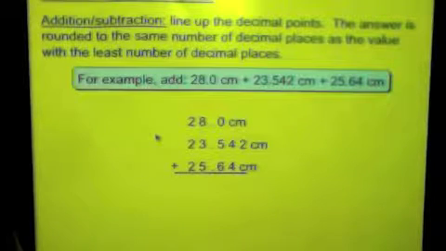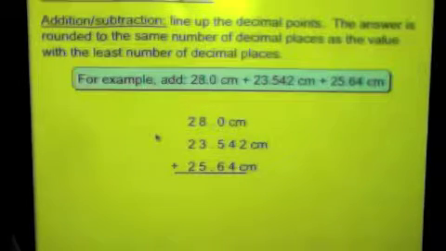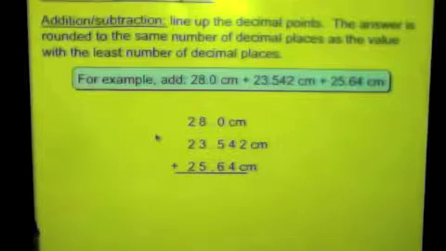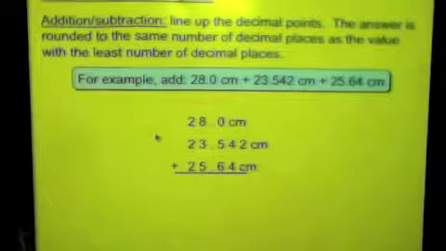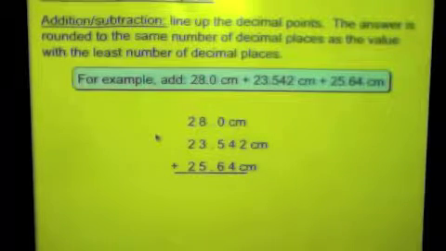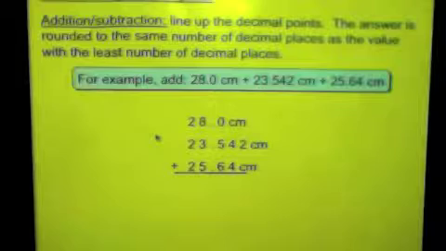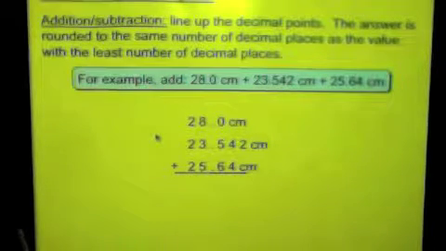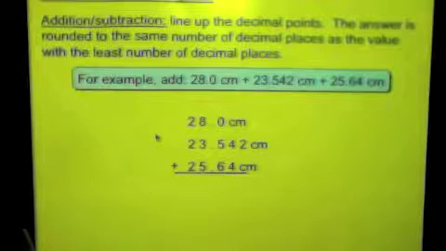The hard part is that there's a set of rules for adding and subtracting and a set of rules for multiplying and dividing. You have to be able to keep these rules separate from each other. So, with adding and subtracting, what you're going to do is line up the decimal places. The answer is rounded to the same number of decimal places as the value with the least number of decimal places.